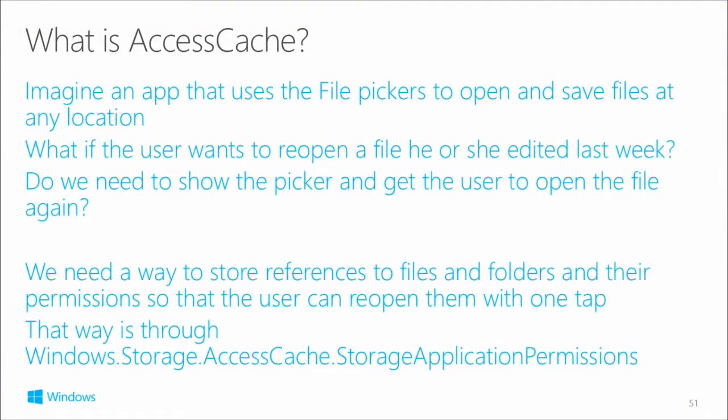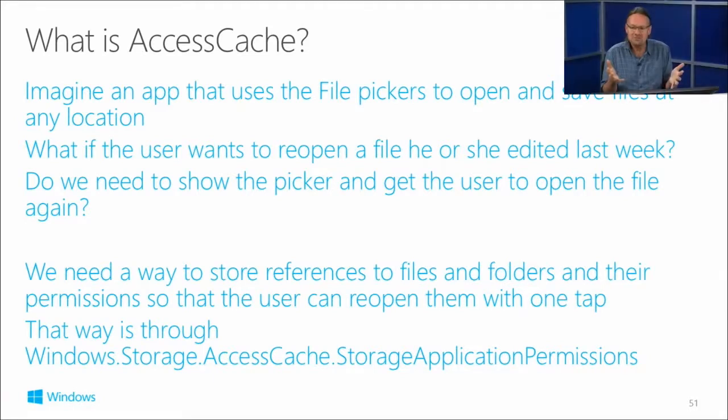Okay, so you've got this app that's using the file pickers, and this allows you to open and save a file at any location. So the source app has got back a storage file object, but that storage file object could be anywhere. It could be in the cloud. It could be attached to my best file provider app ever. You don't know, and the source app doesn't need to know because it shouldn't need to know.